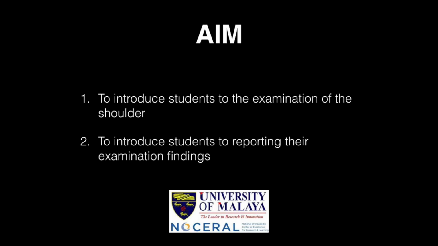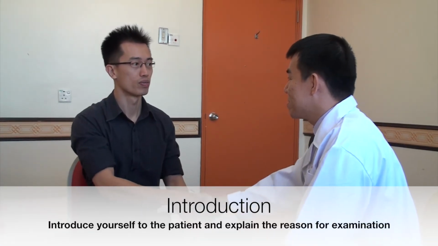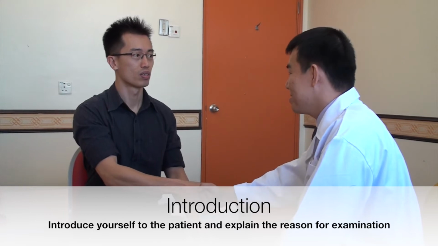The aim of this video is to introduce students to the examination of the shoulder and to introduce students to reporting their examination findings. The objectives are to demonstrate the ability to examine the normal shoulder, to describe the major muscle groups in the shoulder, and to demonstrate the ability to perform tests of muscle power and range of motion in the shoulder. Introduce yourself to the patient and explain the reason for examination.